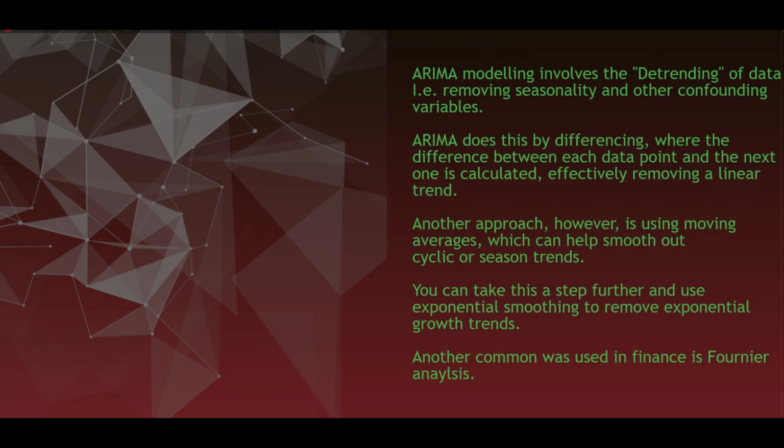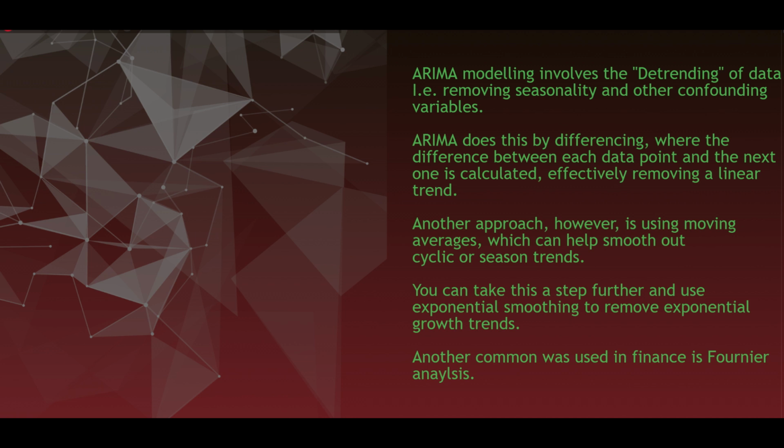So for differencing, it essentially means that we are detrending the data, i.e. we are removing the seasonality and other confounding variables. When stocks react dramatically to news, only to come crashing back down, or earnings only to come crashing back down, this is kind of what detrending means. We're removing those knee-jerk reactions and smoothing the data.